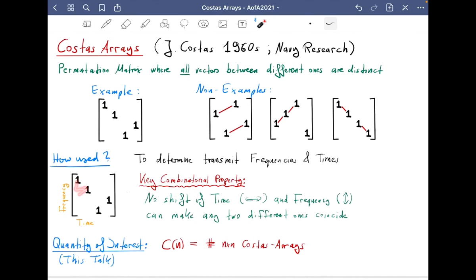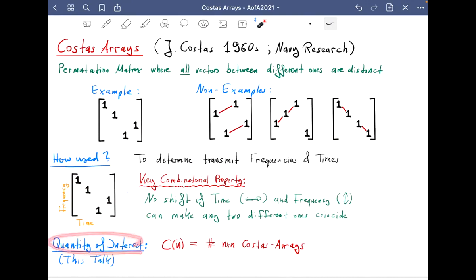Okay, so maybe that's all I wanted to say here about the motivation. For us, from a mathematical perspective, what is the quantity of interest? What we're going to be interested in is the number of these objects. We're interested in the number of n times n permutation matrices that are Costas arrays.